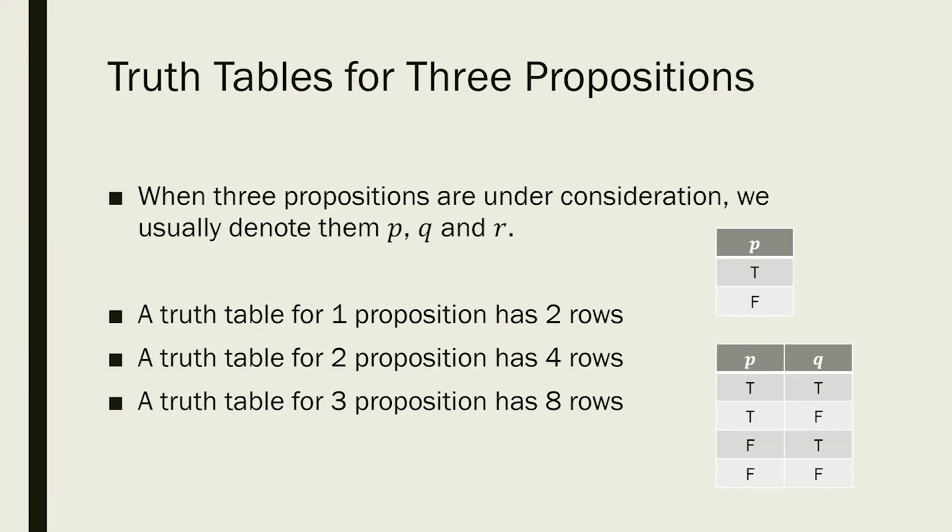Finally, let's look at how to create a truth table for three propositions. First, when we have three propositions, the third proposition we call it R. So we have P, Q, and R. We've seen that for one proposition, the truth table has two rows. For P, either it is true or it is false. That's two rows. When we have two propositions, we have four rows. If we have P and Q, either we have true true, true false, false true, or false false. When we have three propositions, now we get 8 rows. Let's see how we build these 8 rows.